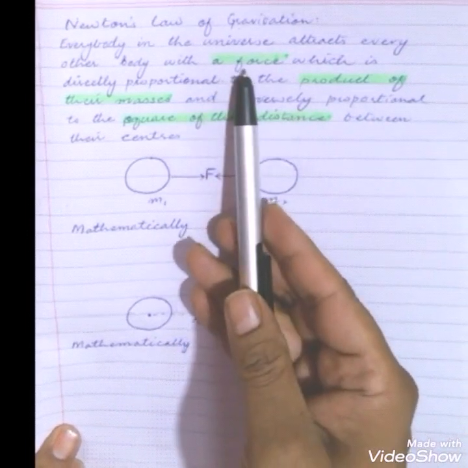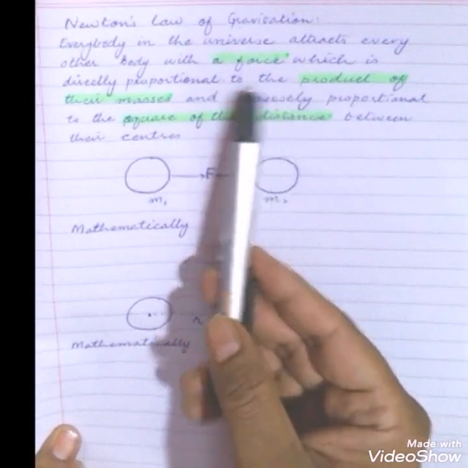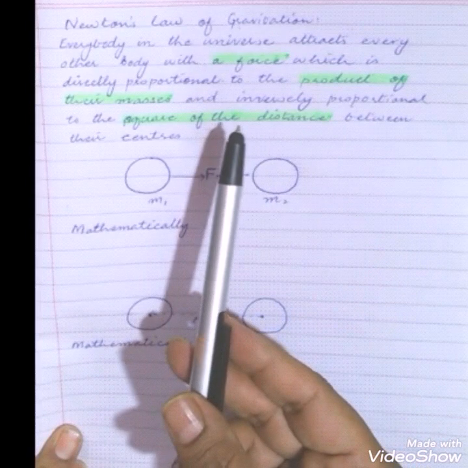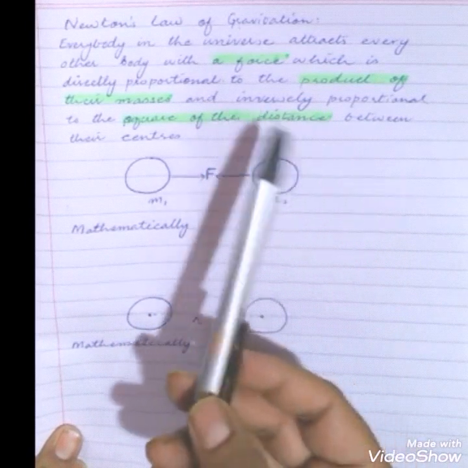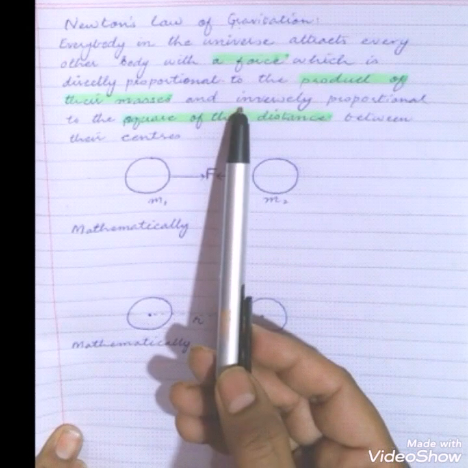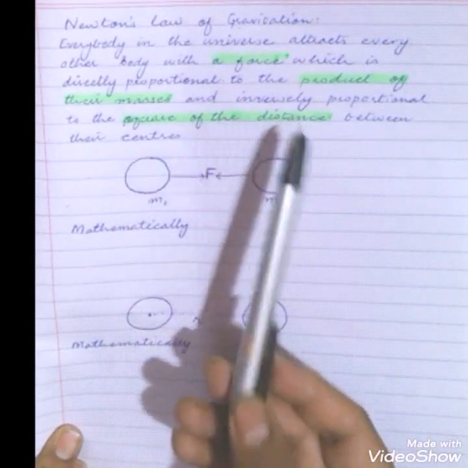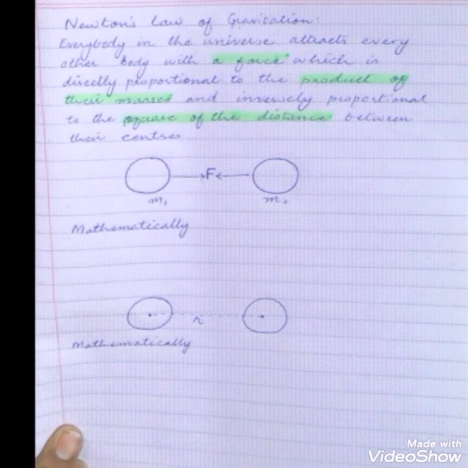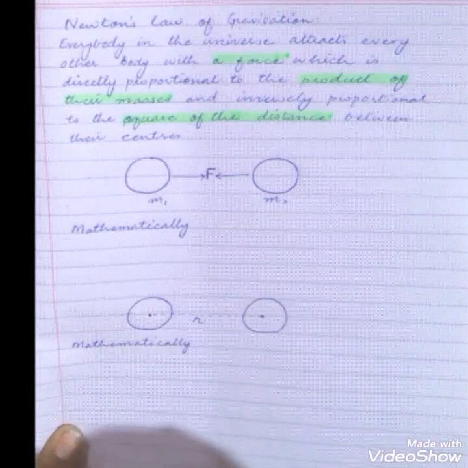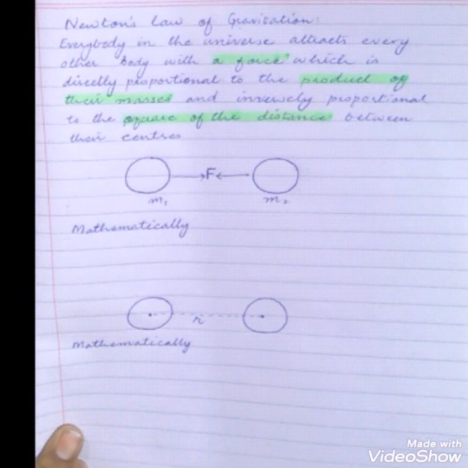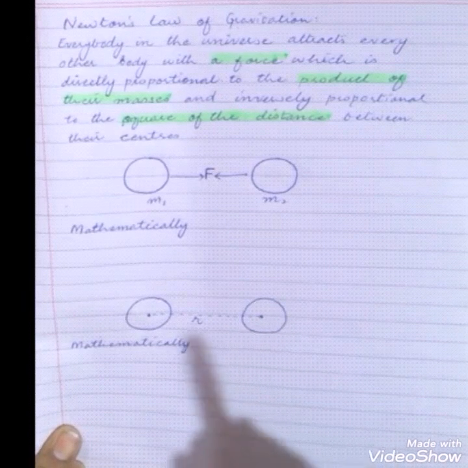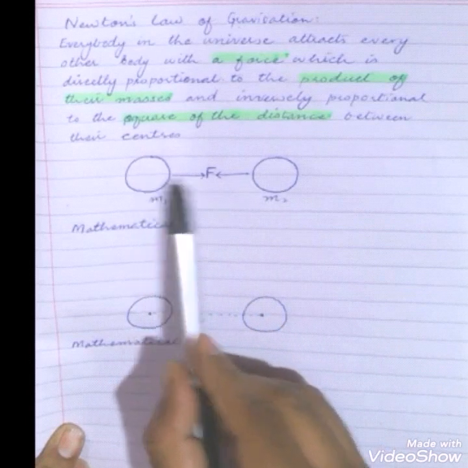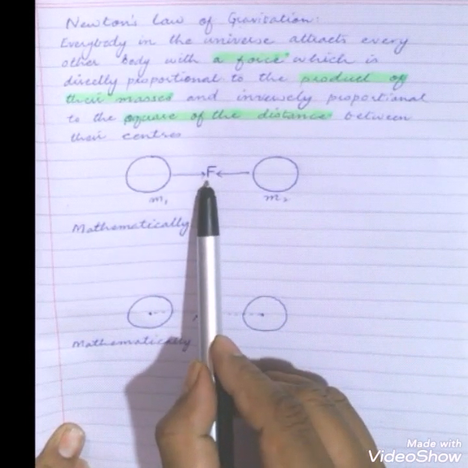The first part states that the force of attraction between the two bodies is directly proportional to the product of their masses. And the second part is that the same force, that is the force of attraction between the two objects, is inversely proportional to the square of the distance between their centers. In order to derive the equation F equals G m1 m2 upon r square, we will discuss these two parts separately, part by part.